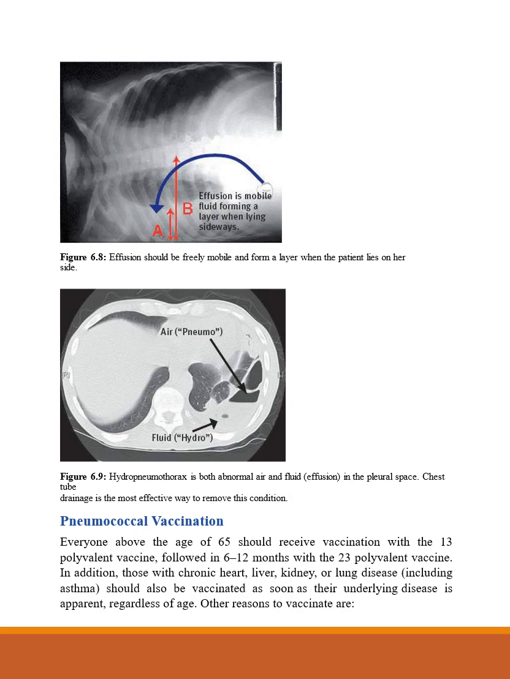Let's discuss pneumococcal vaccination. Everybody above the age of 65 should receive the 13-valent polyvalent vaccine, then the 23-valent polyvalent vaccine 6 to 12 months later. In addition, those with chronic heart, liver, kidney, and lung disease, including asthma, should also be vaccinated as soon as possible. The underlying disease takes precedence regardless of age. There are other reasons to vaccinate, as follows.